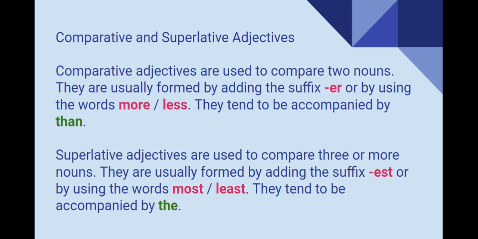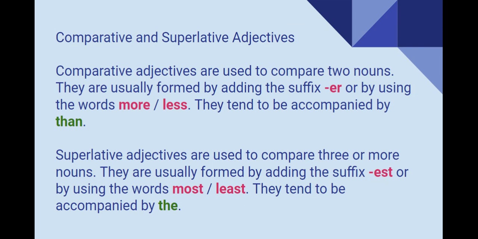Now, superlative adjectives also compare nouns, except these compare three or more nouns. Instead of being formed by adding the suffix -er, these are formed by adding the suffix -est, or by using the words most or least before your adjective. They tend to be accompanied by the word the.